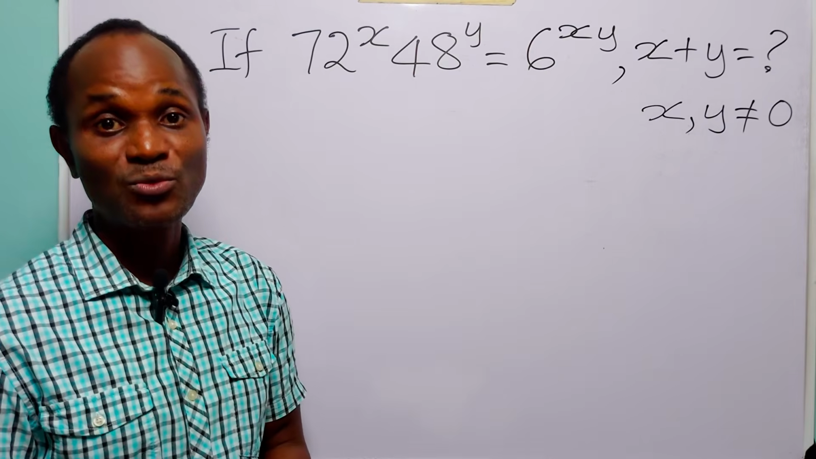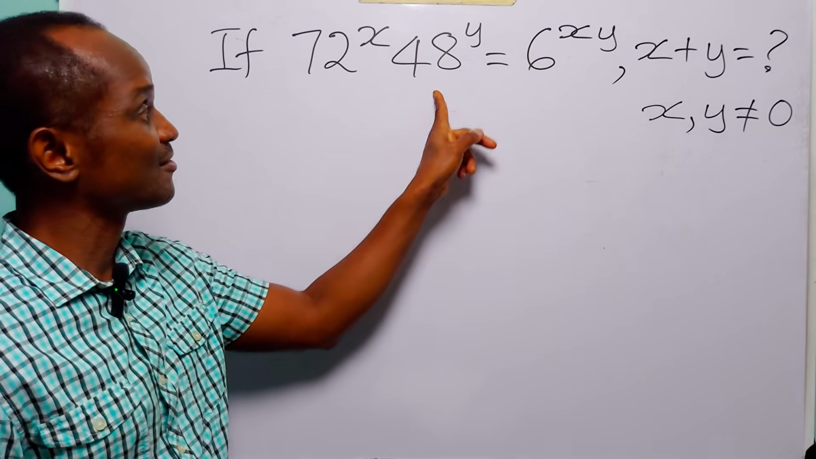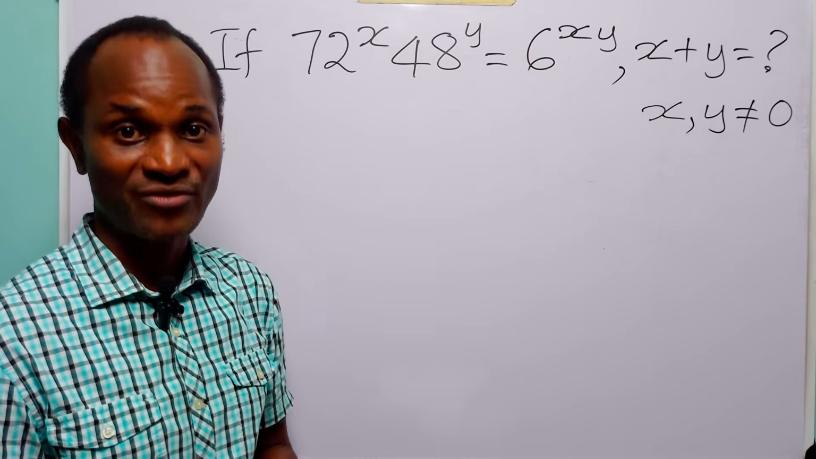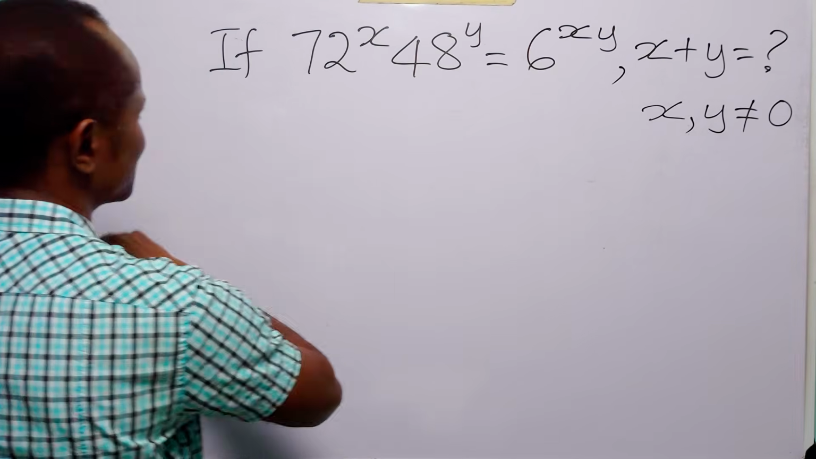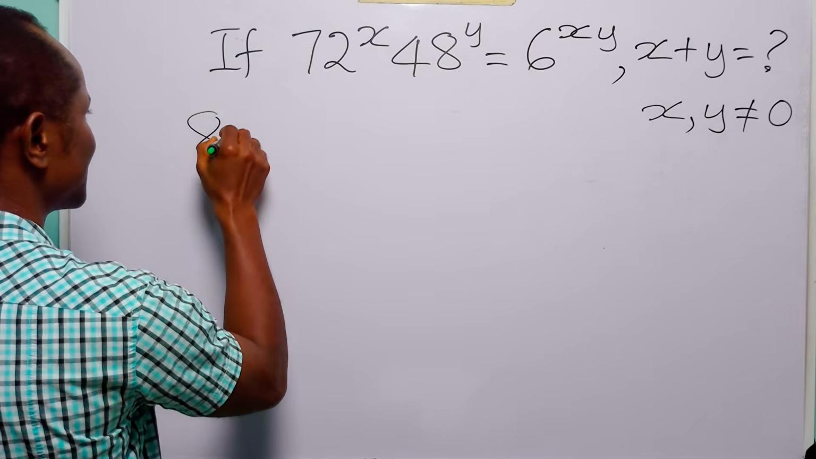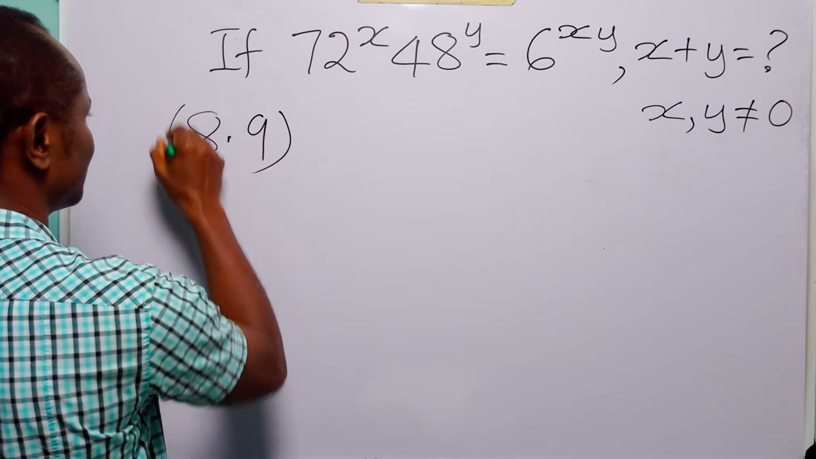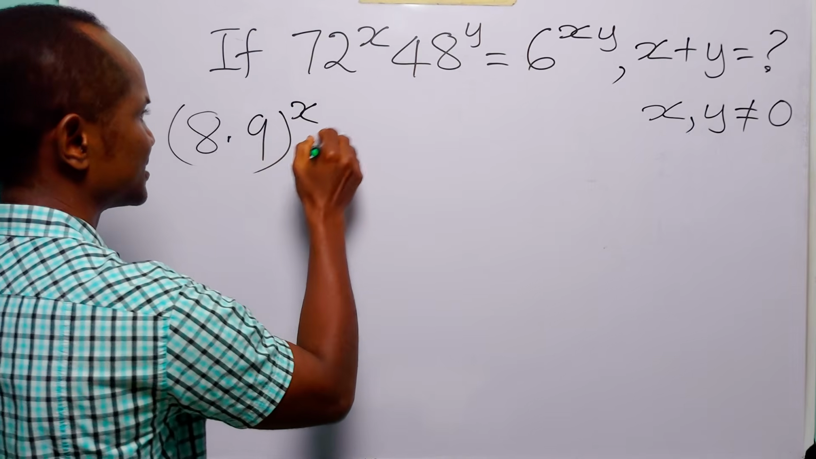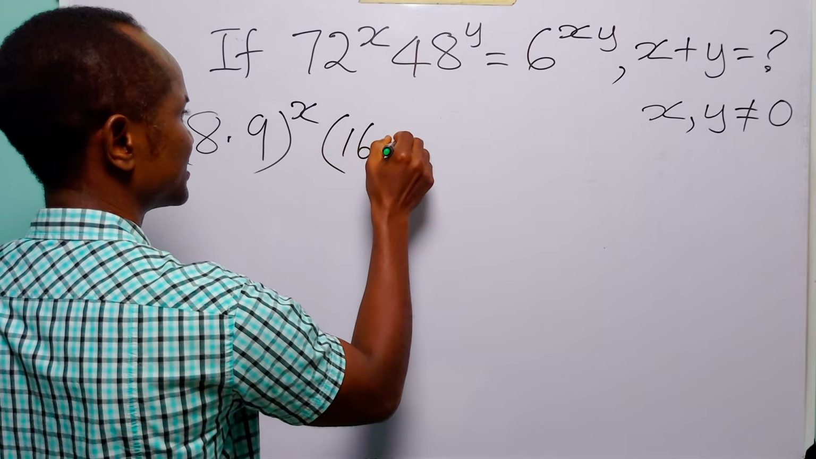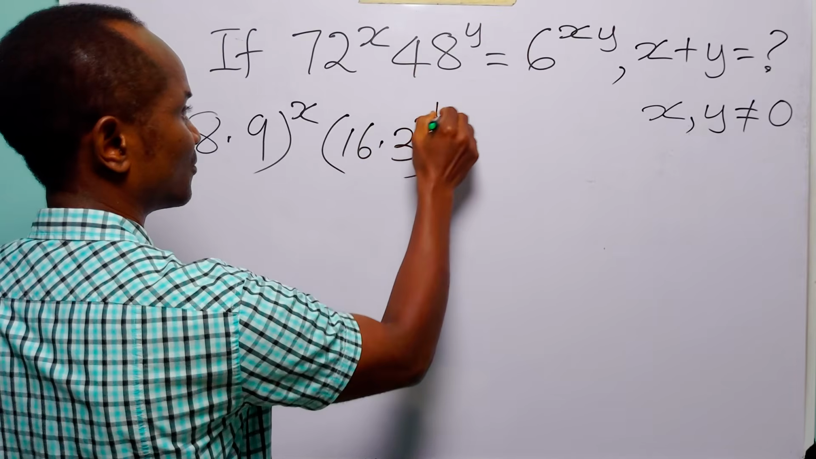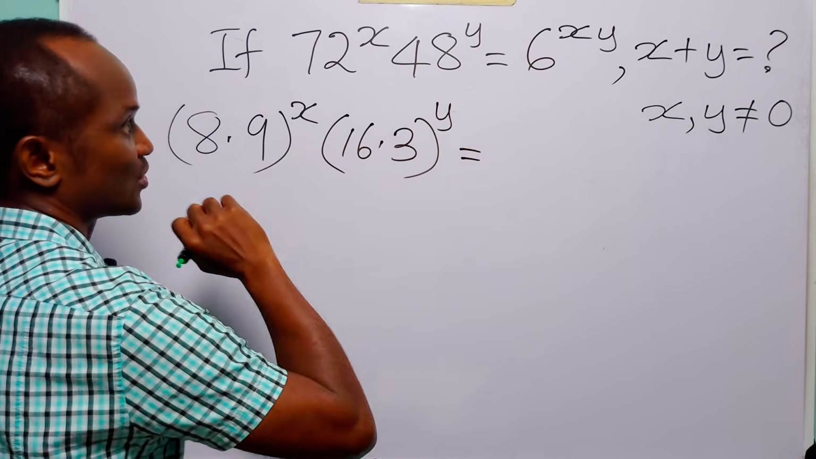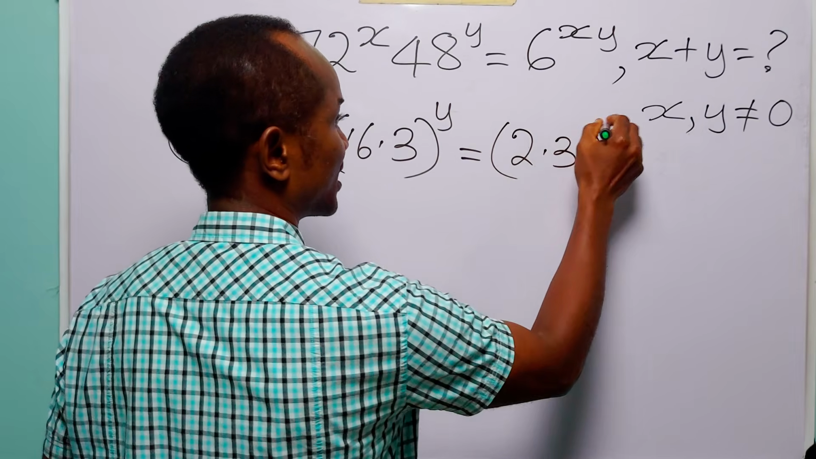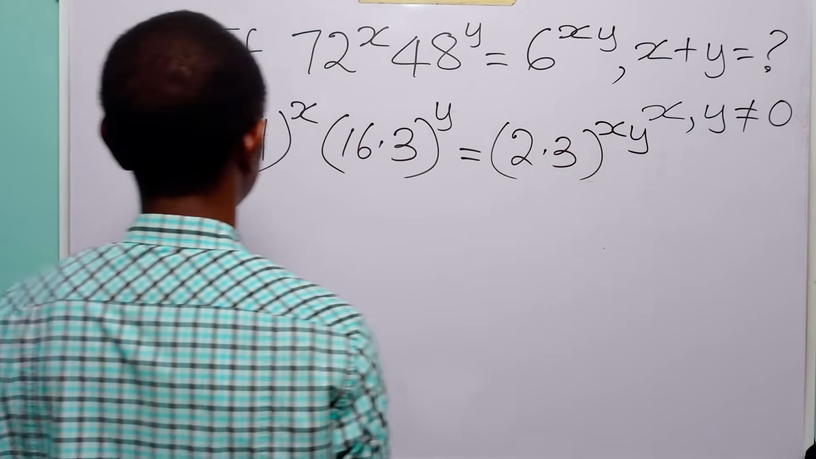Now, to solve this problem, we will begin by expressing these numbers, that is 72, 48, and 6, in terms of their prime factors. We know that 72 is equal to 8 times 9, and of course, we have the power x. And we know that 48 is equal to 16 times 3, and we have the power y. And of course, we have that 6 is 2 times 3, and we have the power xy.